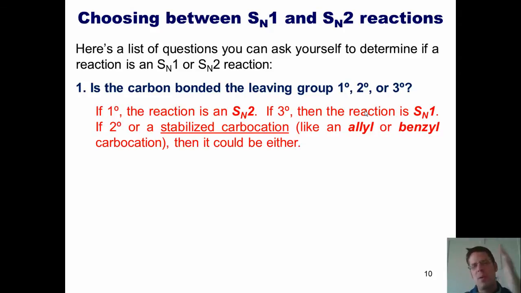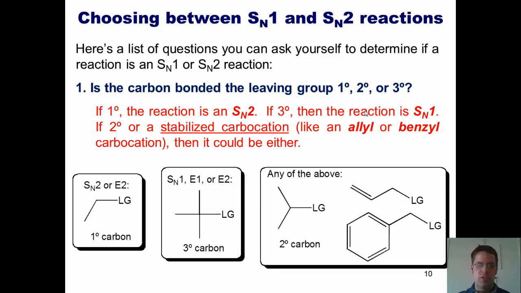Now, as I pointed out, if it's secondary or if it's a stabilized carbon, such as a benzyl or allyl carbon, then it could either be SN1 or SN2, depending on whether or not the reacting nucleophile is strong or weak, which I'll talk about momentarily. So these pictures kind of sum it all up. If I've got a leaving group stuck to a primary carbon, it's going to be SN2 or E2. Now keep in mind, E2 is something we'll talk about in the next chapter, so at this point you don't have to freak out about it.